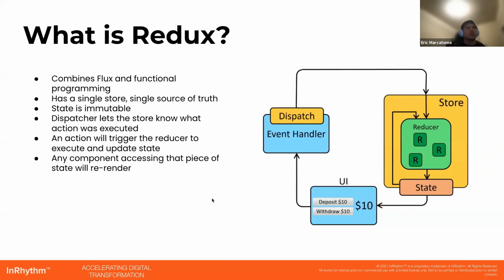So for the solutions, first we'll be talking about what is Redux. Redux is one of the most popular state management libraries. It combines Flux and functional programming, and Redux is pure by nature, meaning that all the functions that are used to update our state are pure functions. In Redux, we have a single store, which is our single source of truth, and our state inside our store is immutable. What I mean by immutable is that state cannot be mutated. In Redux, the reducer will update our state by cloning the current state and creating a new state, and using that as the new source of truth for our application.